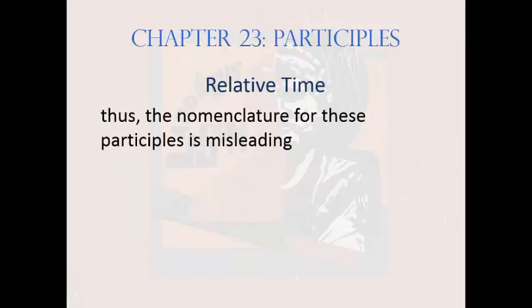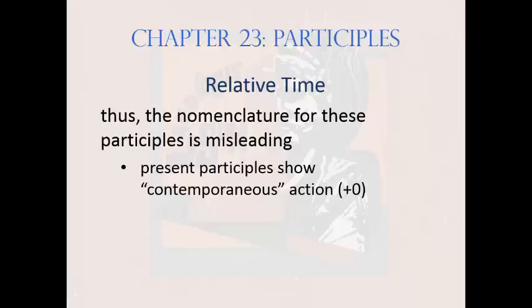The key point to understand is that the terminology for naming participles is misleading. If I were king of the universe, it's one of the first things I'd change. Present participles should be called contemporaneous. They have a +0 relative time value, which means they don't always show action that's happening now the way present tense finite verbs do. They show action that's happening at the same time as the main verb, that is, contemporaneously.